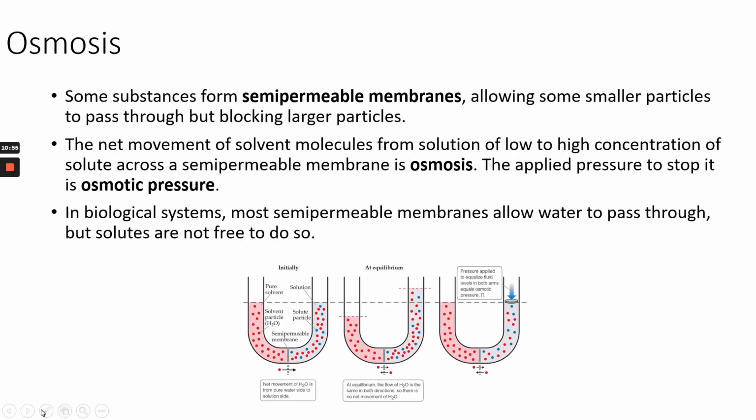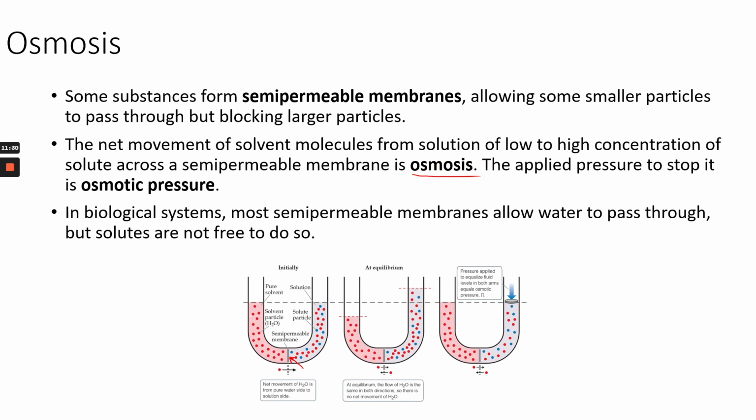Osmosis is another colligative property, and you probably learned about osmosis in biology. So some substances form a semi-permeable membrane, which allows some small particles to pass through but blocks the larger particles. So in this diagram here is your membrane. The net movement of solvent molecules across the semi-permeable membrane, from low to high concentration of solute, is called osmosis.